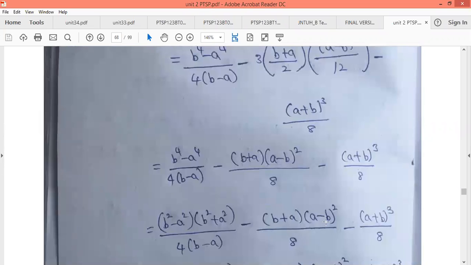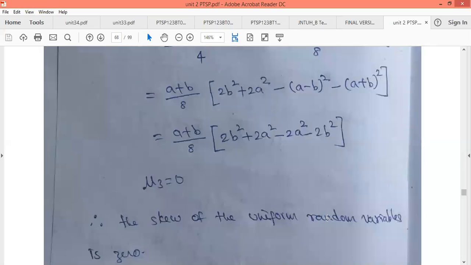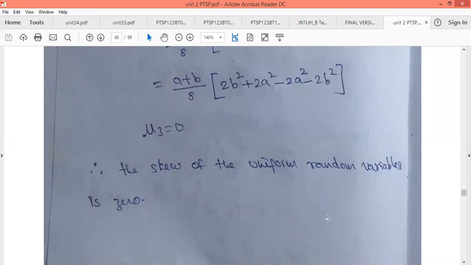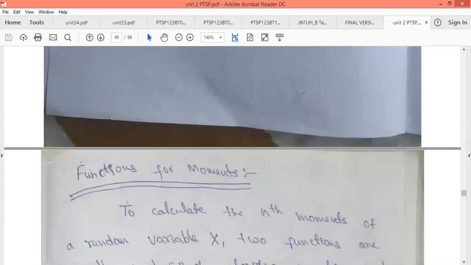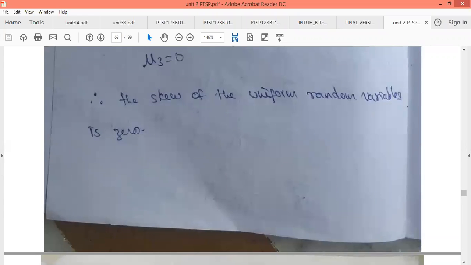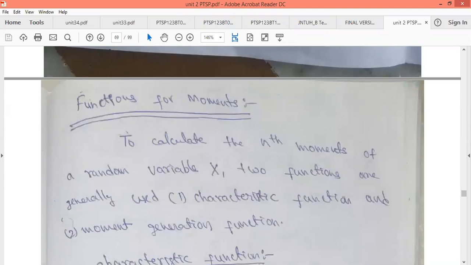After solving this, we got mu3 equal to 0. So the skew of the uniform random variable is 0. And skewness is also 0, because the skew is 0, so skewness will also be 0.